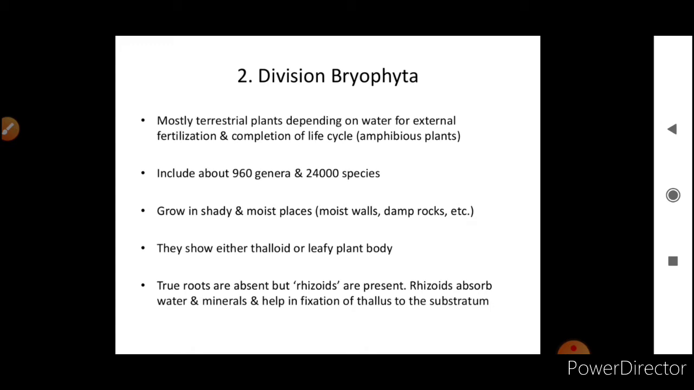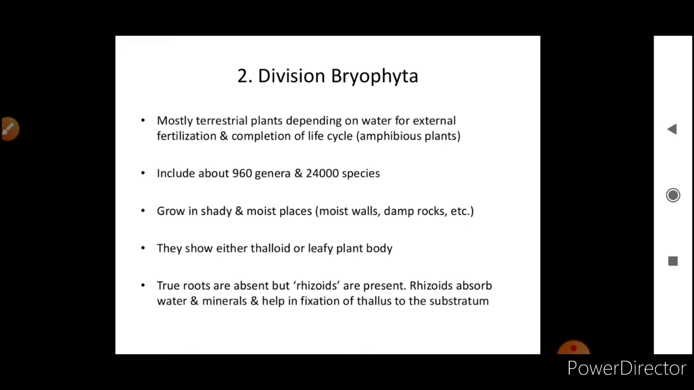They show either a thalloid or leafy plant body. Either you will find the thallus structure as we have seen in Marchantia, or you will find a leafy body as in the moss, that is Funaria. True roots are absent, but root-like structures, that are rhizoids, are present. Rhizoids are root-like structures, so they do the function which is done by roots, that is absorption of water and minerals, and they help in the fixation of thallus to the substratum.